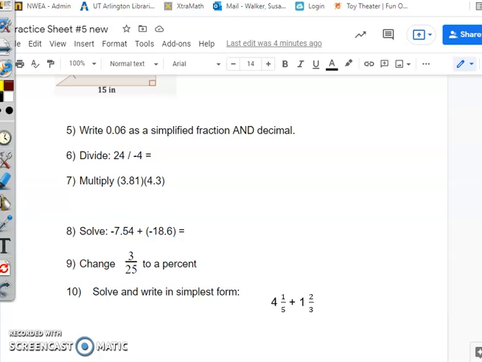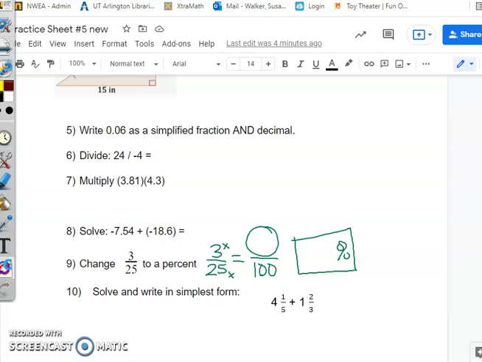Number 9, it says change to a percent. Remember, when you change to a percent, it compares a number to 100. Okay, so you figure out 25 times what gives me 100. Multiply the top number by the same. Whatever you get here, guys, that is your percent. Okay?